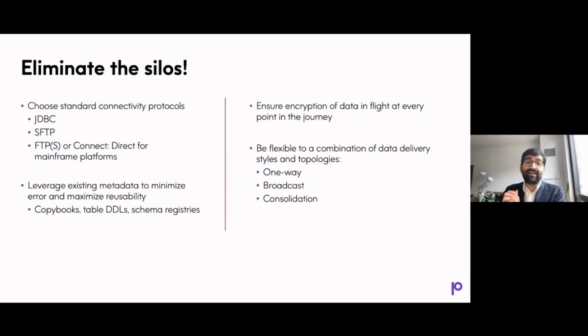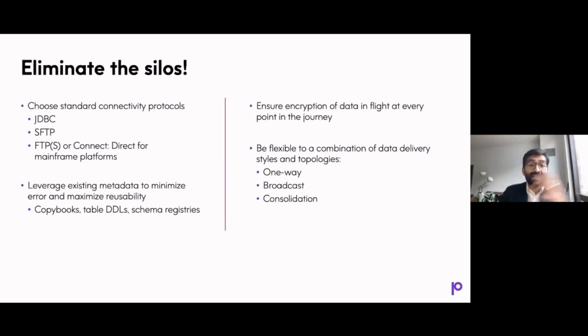The next piece I would say here, ensure your encryption of data in flight at every point in the journey, wherever possible, especially as it relates to ground to cloud integration use cases. Encryption of data in flight, it's essentially table stakes in those environments. And then the last thing I'd really say here as it relates to eliminating silos is look to be flexible. There may be a combination of data delivery styles or even data replication topologies that may suit this use case and future use cases as well.